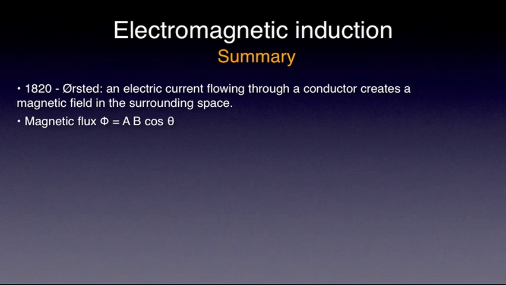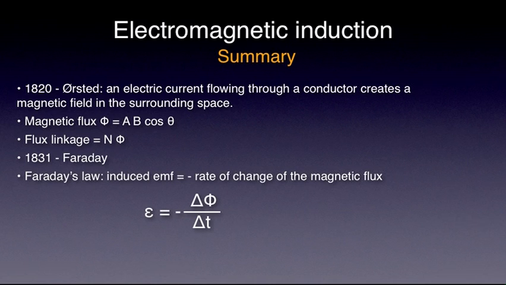In the case of a coil with N turns, the flux linkage is defined as the number of turns multiplied by the magnetic flux through one loop of the coil. In 1831, Faraday discovered electromagnetic induction, the phenomenon of setting up an electric field by varying the magnetic flux with time.